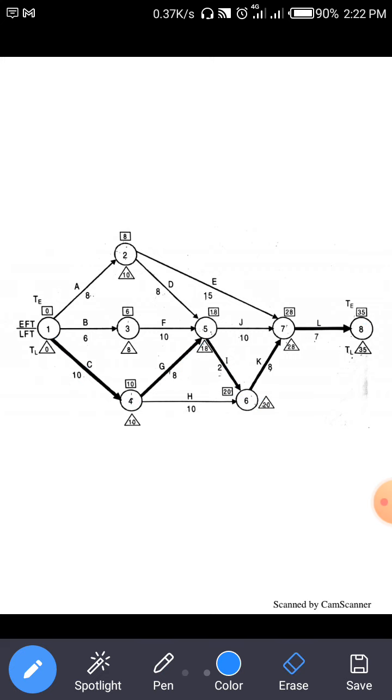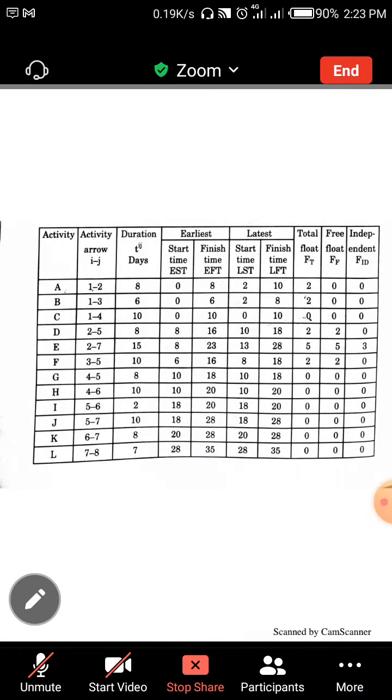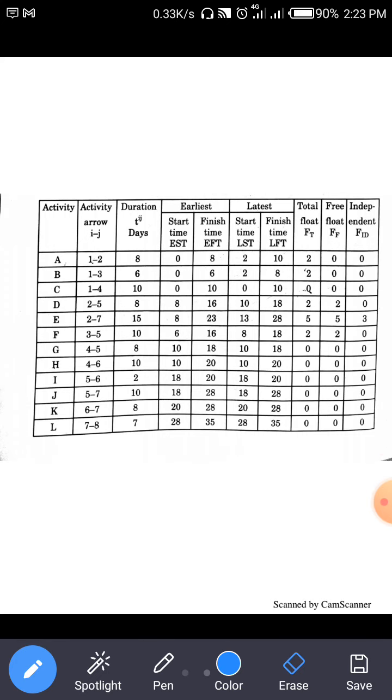Now in this example, we find out the total float, free float, and independent float. So before finding out the total float and free float, first we find out the earliest starting time, latest starting time, earliest finish time, latest finish time, and then from the values of the earliest starting and finish, latest starting and finish, we get the values of the total float, TF, free float, FF, and independent float, IDF.